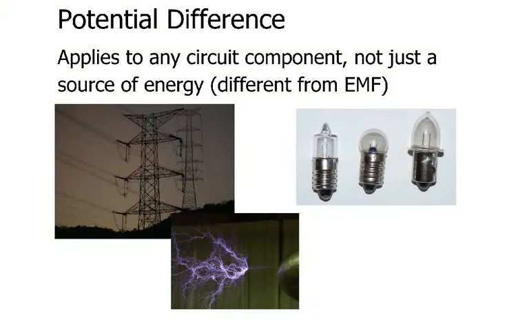Okay, here we are on the next topic. I briefly mentioned this one in the previous video about EMF. This one is called potential difference. It is also measured in volts, but it applies to literally any circuit component that uses energy. It's going to have a potential difference. So the potential difference refers to the drop in voltage across the device. And we'll talk about that a little bit more on the next couple of slides.